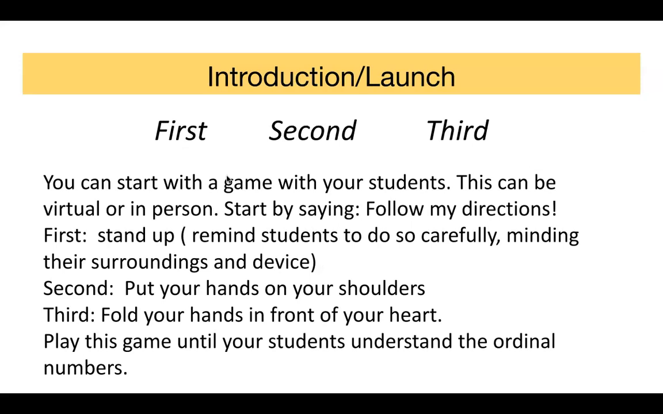So you can start with a game with your students. This can be virtual or in person. Start by saying, follow my directions, and then start giving different directions. For example, first, stand up. Remind your students to do so carefully, minding their surroundings and device. Second, put your hands on your shoulders. Third, fold your hands in front of your heart. Play this game, changing the instructions each time until you feel like your students understand what it means. First, second, and third are ordinal numbers.